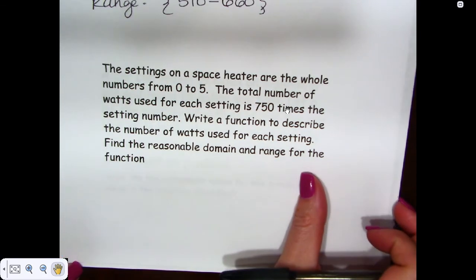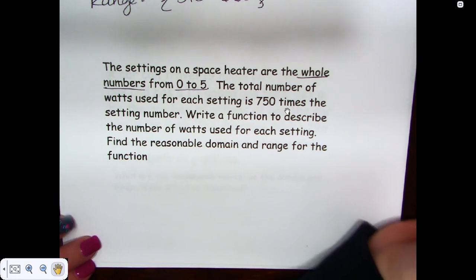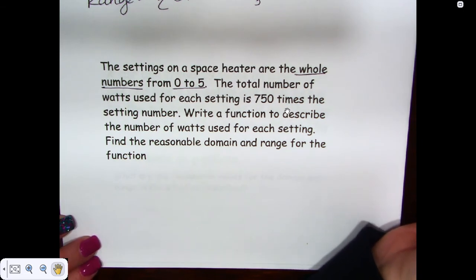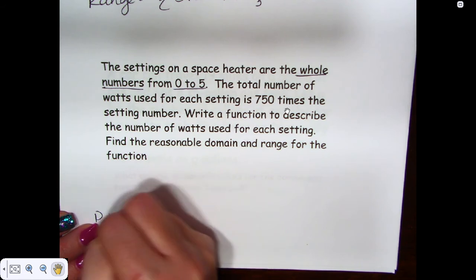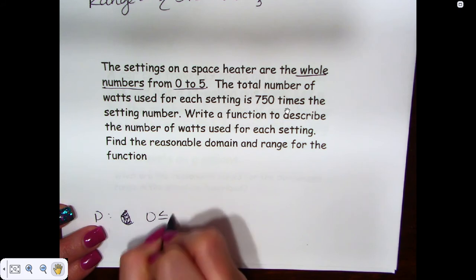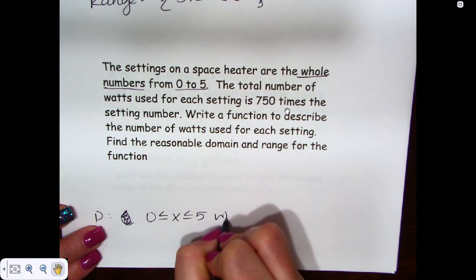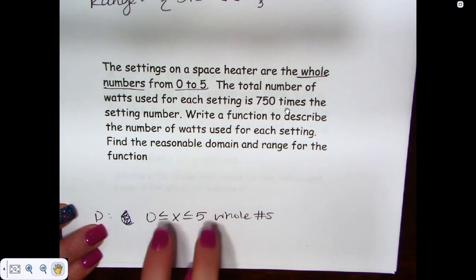Space heater. The settings on the space heater are the whole numbers from 0 to 5. So that's going to be your domain: the whole numbers from 0 to 5. I'm going to write it the way you're going to see it written. It's going to be from 0 to 5, and then you just put out here that it has to be whole numbers. That's how they're going to write it. It's got to be between 0 and 5.